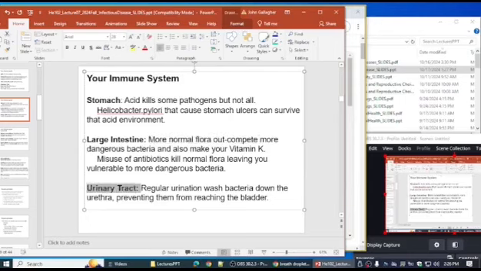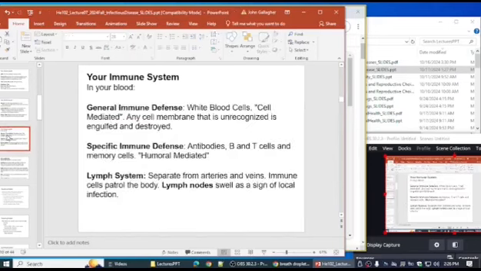Urinary tract: not only urine but also feces, there's only one way they're supposed to go, which is in to out. Nothing is supposed to go out to in. If they do, they cause infections too, like a urinary tract infection.